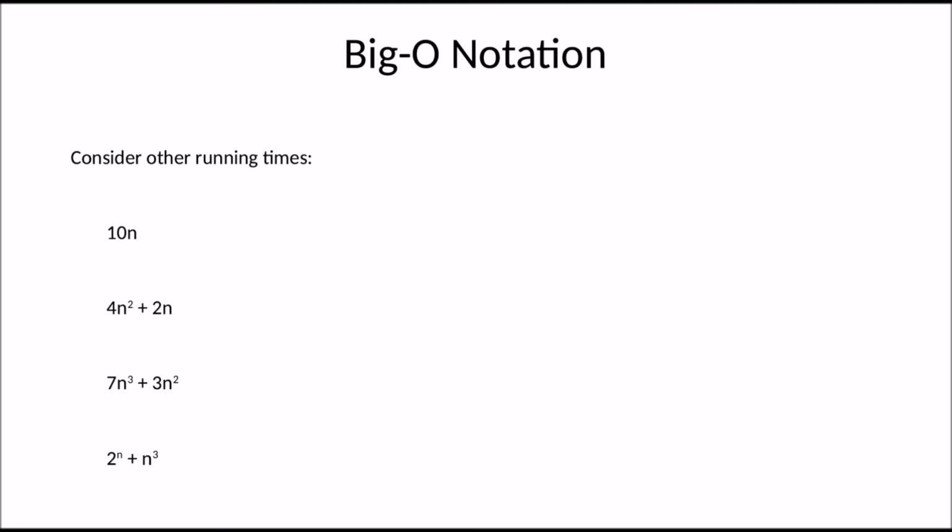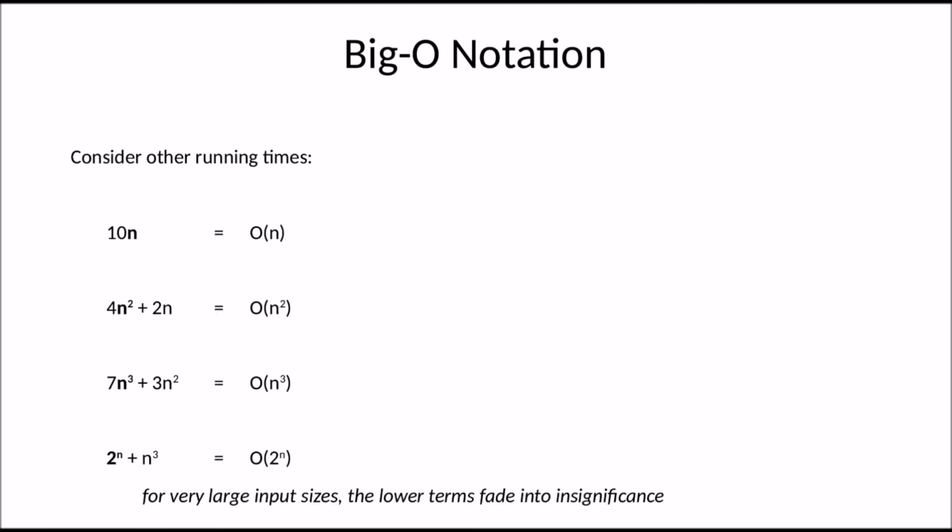Now what if we have 10 times? So again, think of an array. We iterate over it 10 times, we would get 10n. This is still in the class of O(n). If we have 4n square plus 2n, this would be quadratic time, O(n square). If we have 7n cube plus 3n square, this would be O(n cube). So we always focus on the most dominant term.